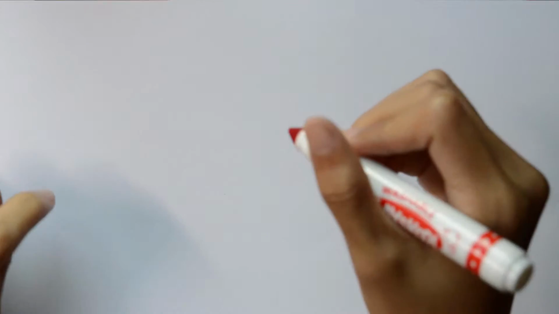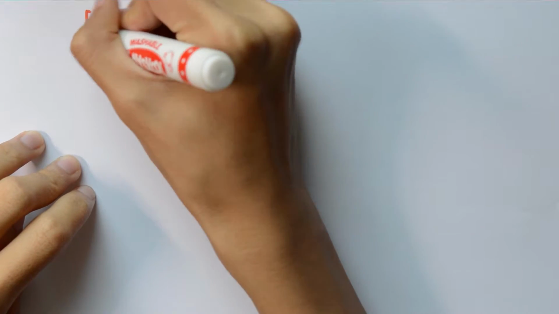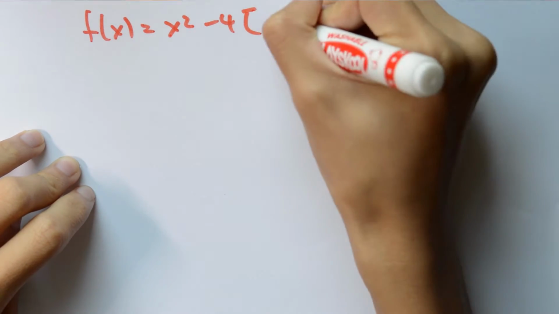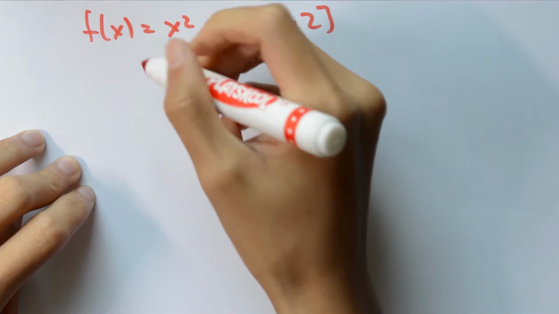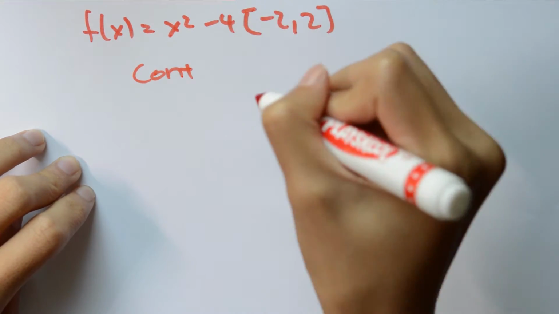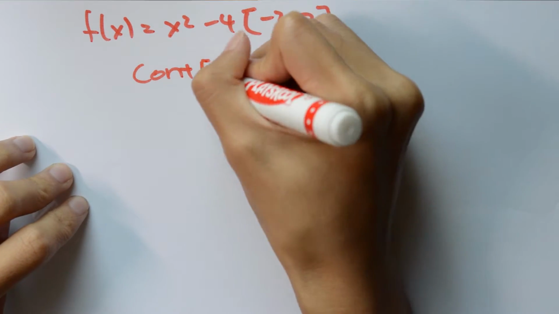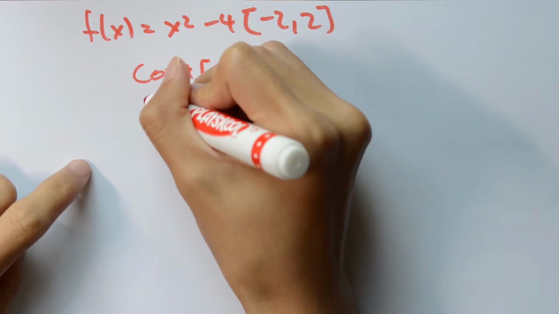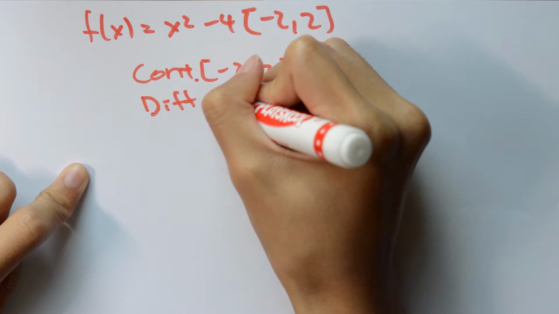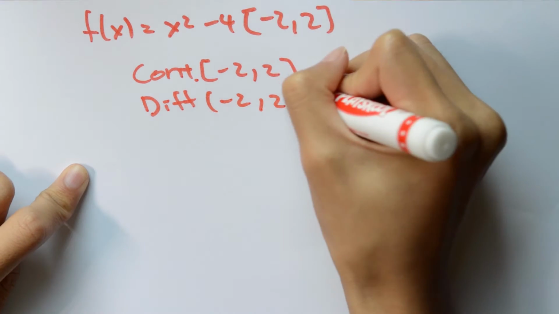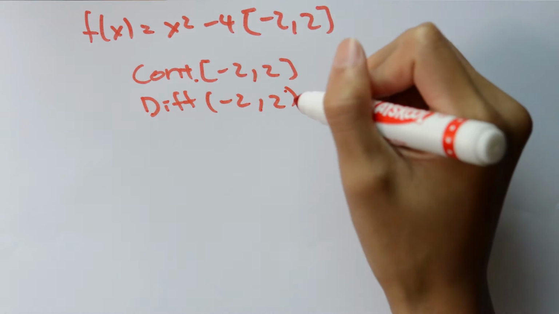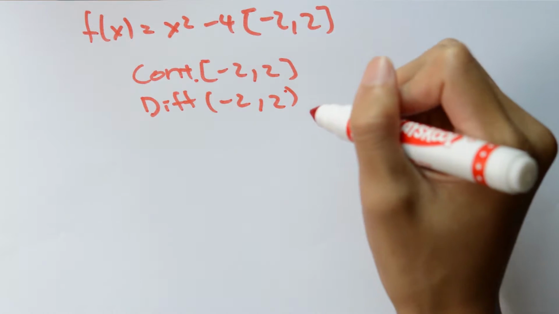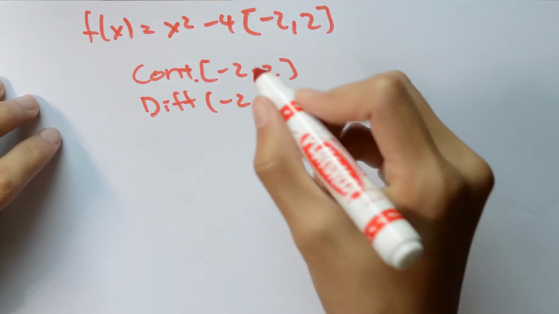So we'll have a little example. We have a function f of x equals x squared minus 4 in the interval -2 to 2. It is continuous because it is a polynomial, so 100%. It is differentiable in the open interval -2 to 2, but not the closed interval, because the derivative doesn't exist from the left on -2 and from the right on 2, since it has a restricted domain.